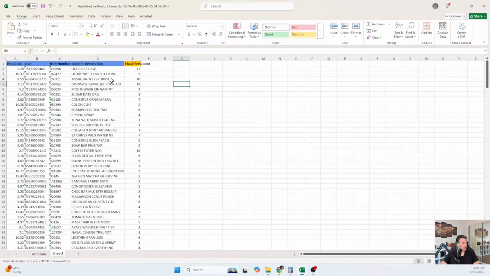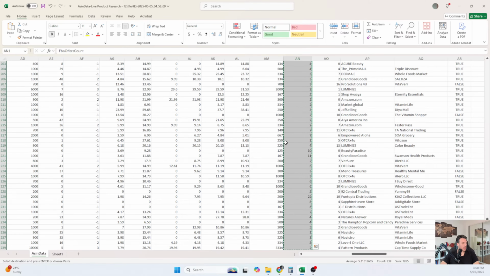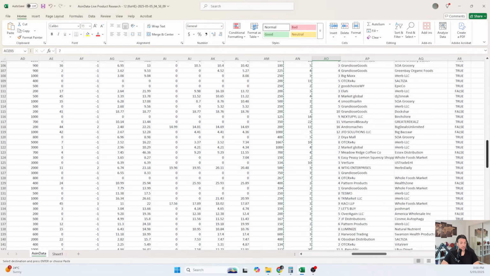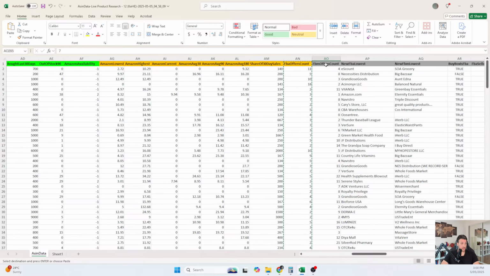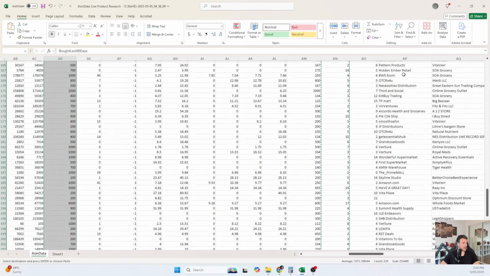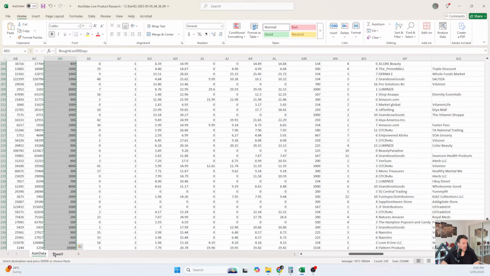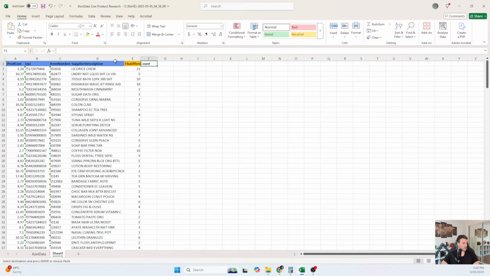So we have the FBA offers count. That's not for the supplier to see, by the way. We don't want them seeing that data. This is just for us for now. And then we also want to see the bought in the last 30 days. Just have that information here as well.